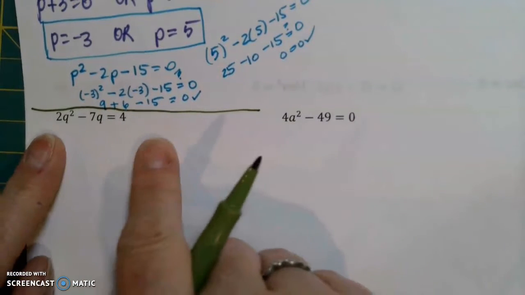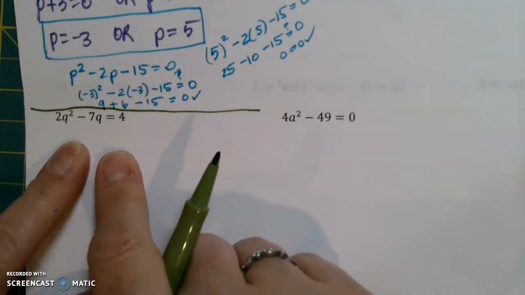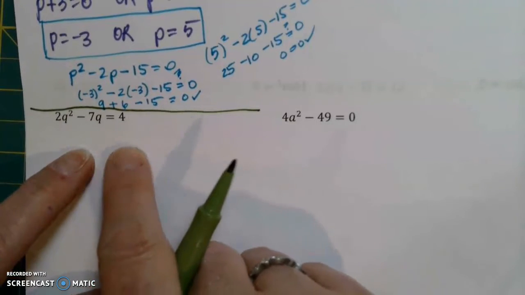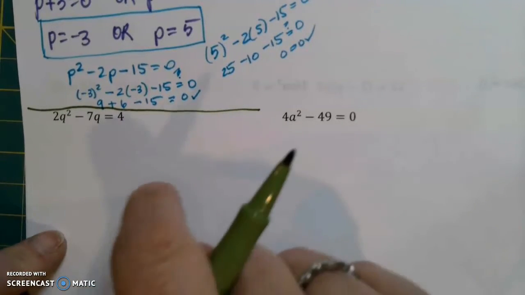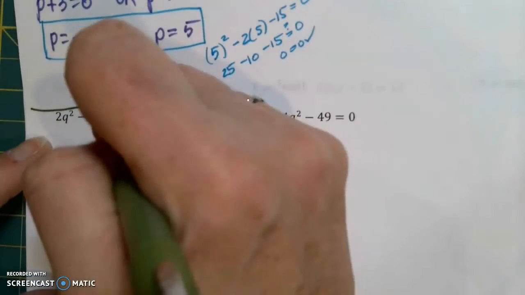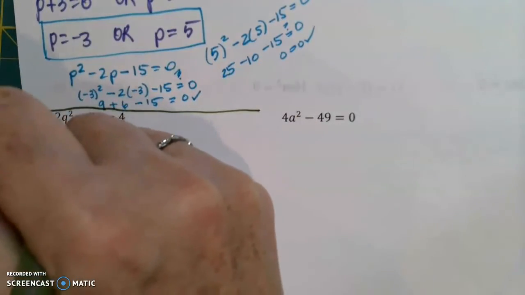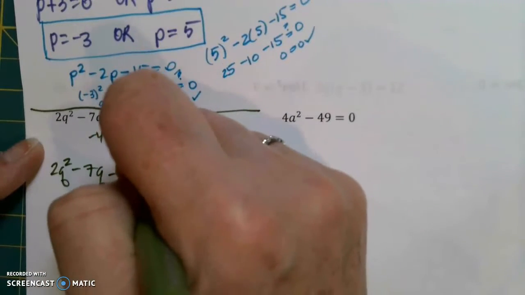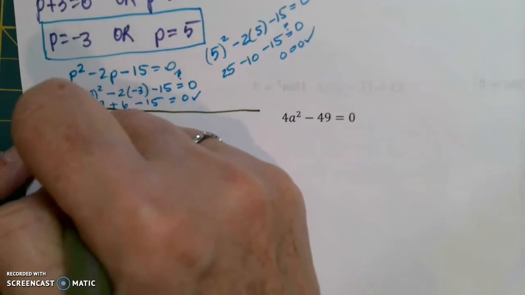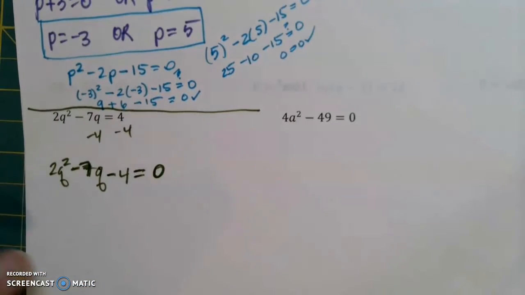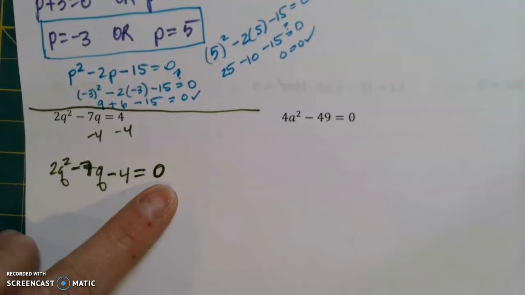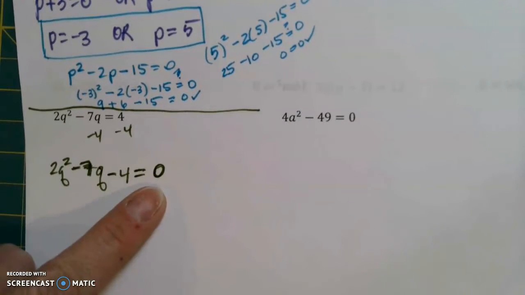So for this 2q squared minus 7q equals 4, all right, it is in descending order, but not everything is on one side, with the one side equal to 0. So we do need to subtract that 4 from both sides. Really important step. And it's one that we sometimes overlook because we get so many of these exercises where it's already solved for 0, we kind of forget about it. So make sure that it's set equal to 0. We are in descending order.